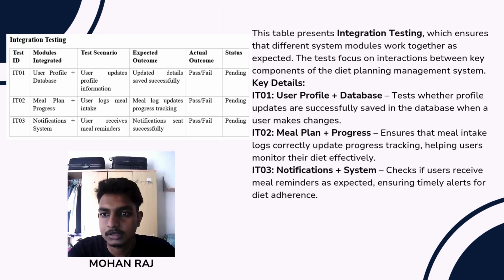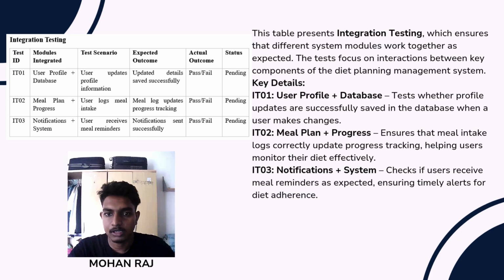So the next one is integration testing. This table presents integration testing. This ensures that the different system modules work together as expected. The tests focus on the interaction between the key components of the diet planning management system. The key details are: the first one, IT01, user profile and database. This tests whether profile updates are successfully saved in the database when a user makes changes.